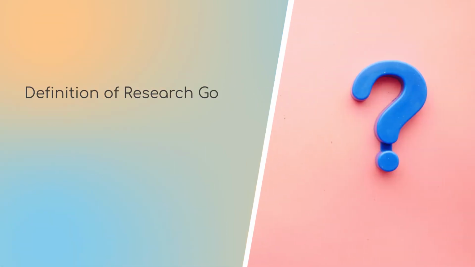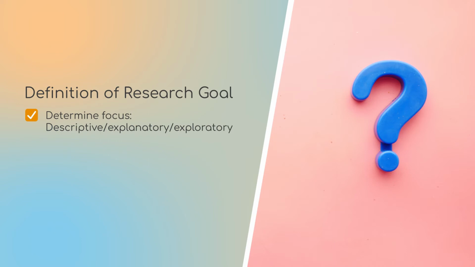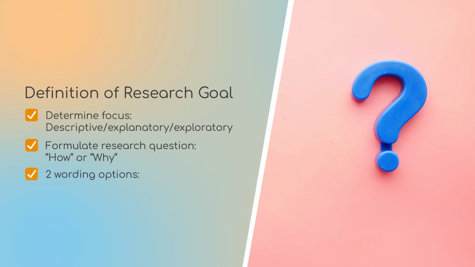The first step is to define the research goal. This means that you must first decide whether your case study should be descriptive, explanatory or exploratory. According to the goal of your study, you then formulate a clear and precise research question. Your question can take the form of a how question or a why question. Furthermore, you formulate the research question either in a case-specific way, for example, how does Facebook advertising affect the customer behavior of smartphone customers?